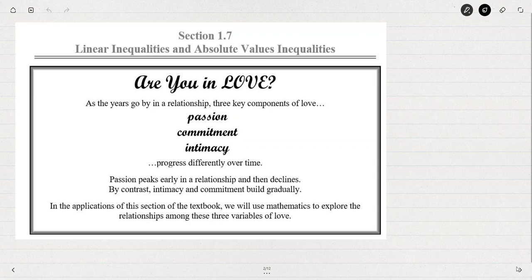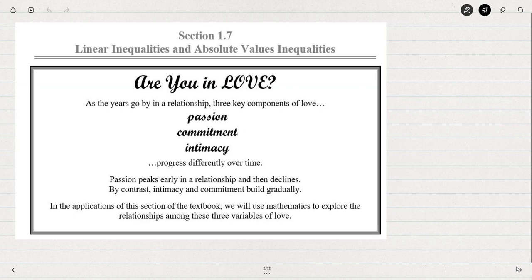Are you in love? As years go by in a relationship, three key components of love, passion, commitment, and intimacy, progress differently over time. Passion peaks earlier in a relationship and then declines, and by contrast, intimacy and commitment build gradually.